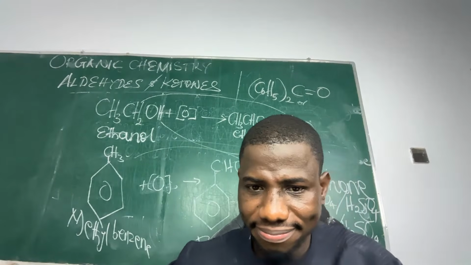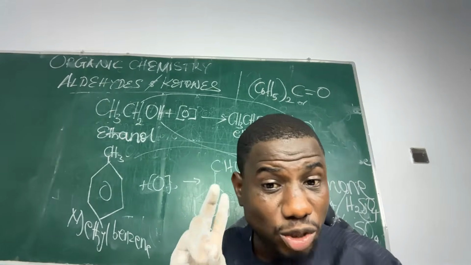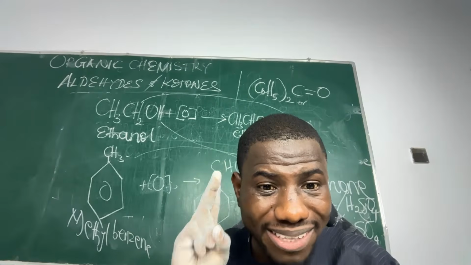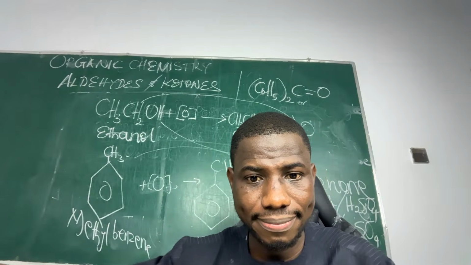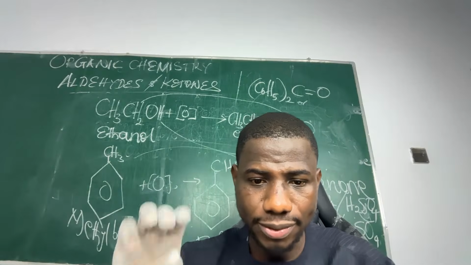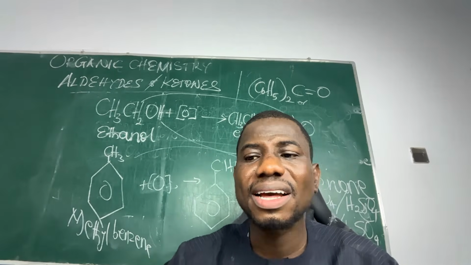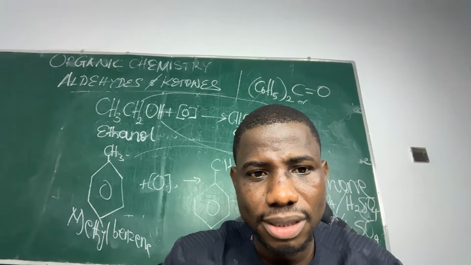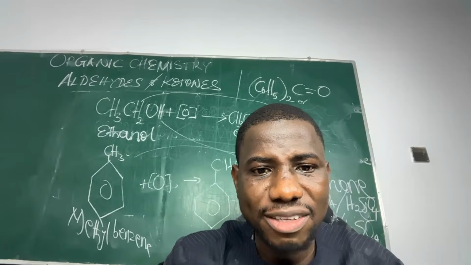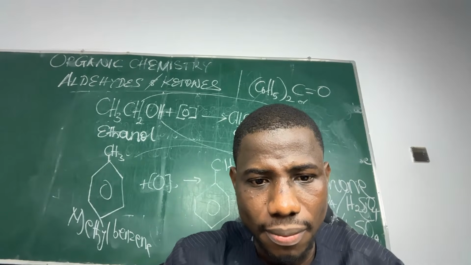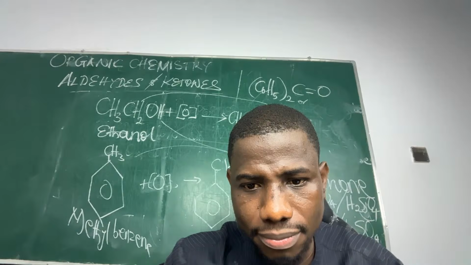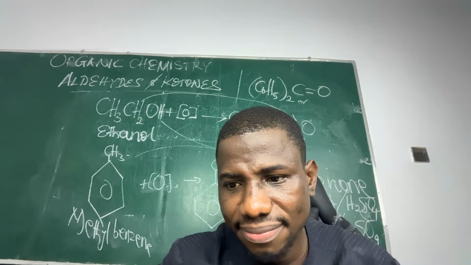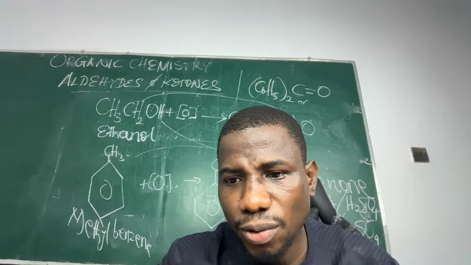Which other point do we need to know? I've mentioned 2 points. The first one is oxidation of primary alkanol. The second one is oxidation of methyl benzene, that will give us benzaldehyde. The third one now is reduction of acid chloride. Have you gotten that?